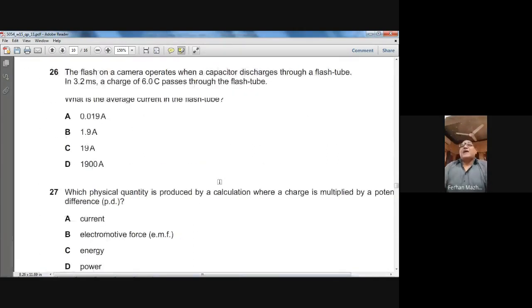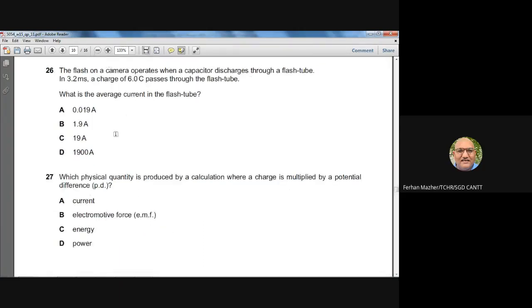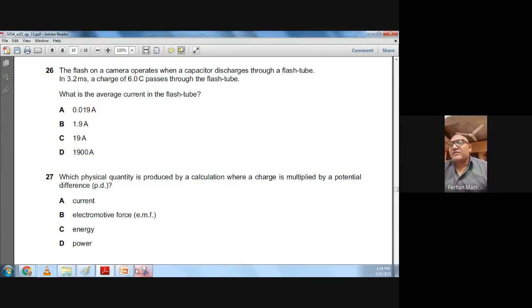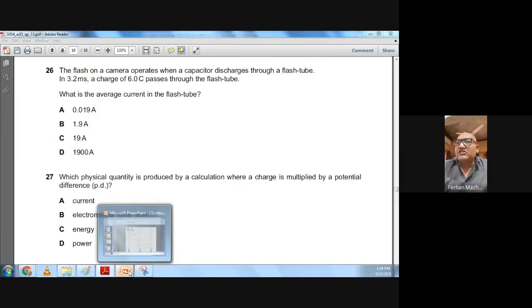The flash on a camera operates when a capacitor discharges through a flash tube in 3.2 millisecond. A charge of 6 coulomb passes through the flash tube. What is the average current in the flash tube? I equals charge divided by time. Very simple. The charge value is given, the time value is given. You just have to do the calculation.